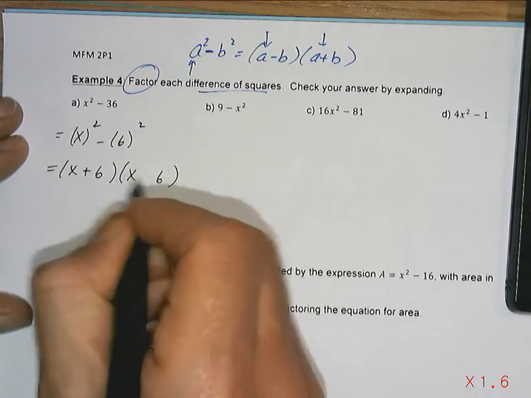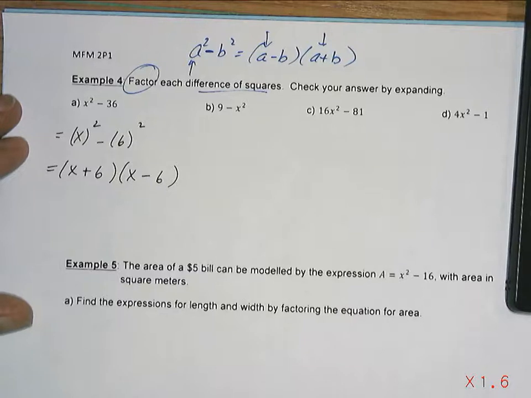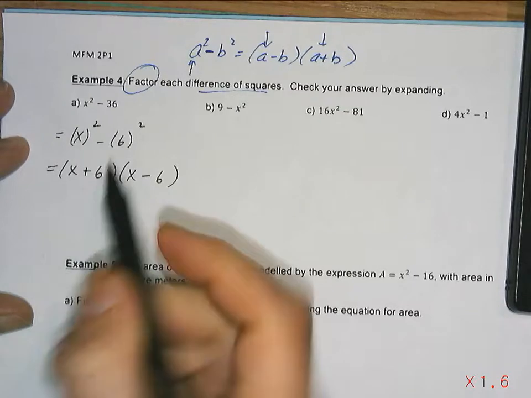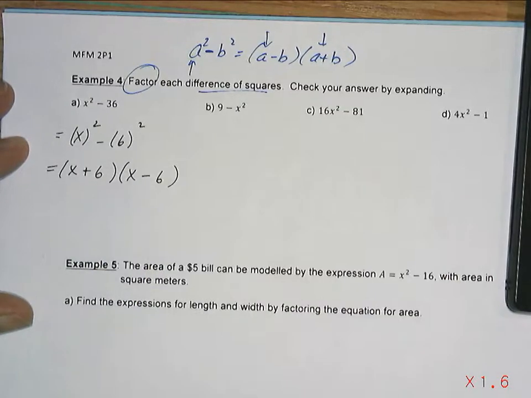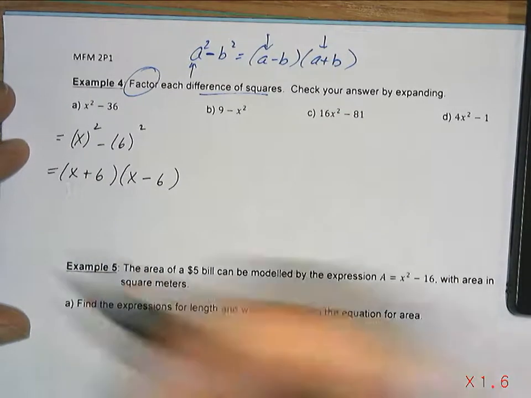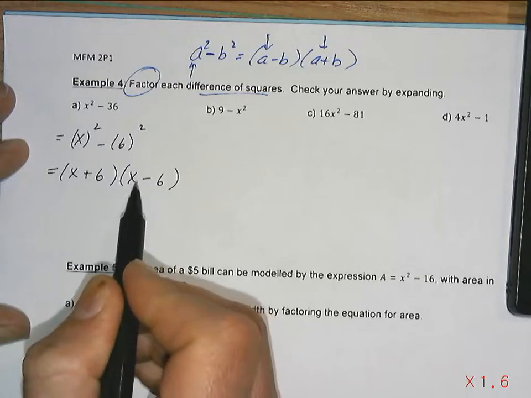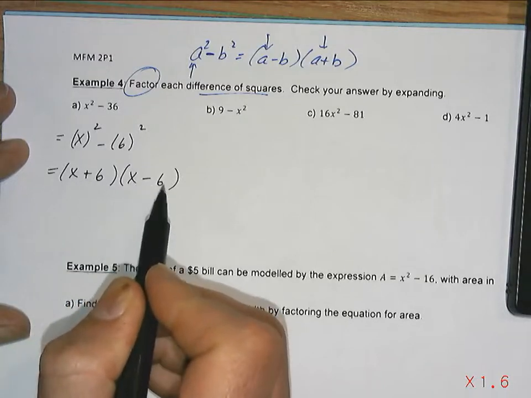I separate them by different operations. One's positive, one's negative. I then take a look at this and see, can I factor any further? The answer is no. There is no factoring any further. I can't take anything out of this one. And this is no longer a difference of squares. The x is not a square. The 6 is not a perfect square.